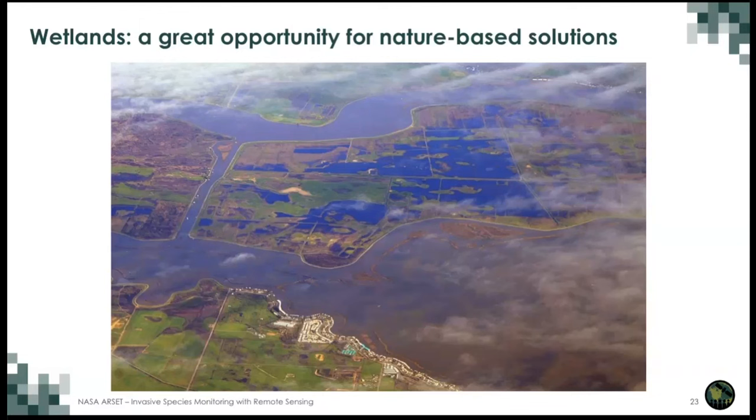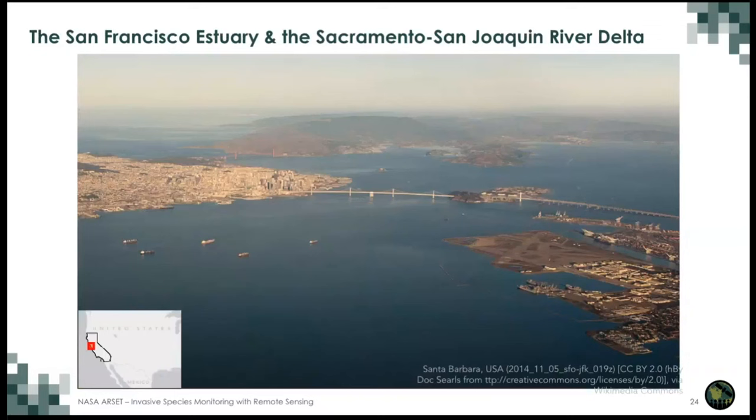So enter the case study site that we are going to look at, which is the San Francisco estuary and the upstream component of that estuary, the Sacramento-San Joaquin River Delta. So here we are looking at an aerial view of the San Francisco Bay, and you can see the Golden Gate Bridge in the background. This San Francisco Bay is located in the western United States off the coast of California. It is the largest estuary in the western Pacific Ocean.